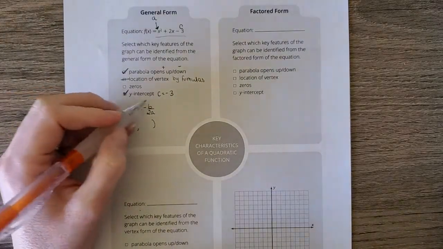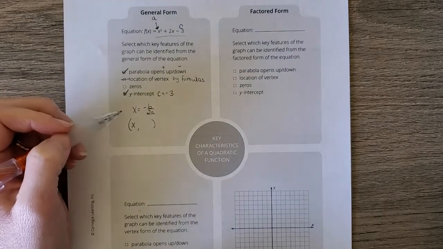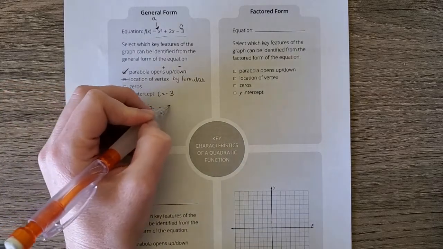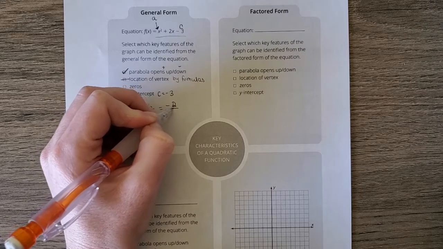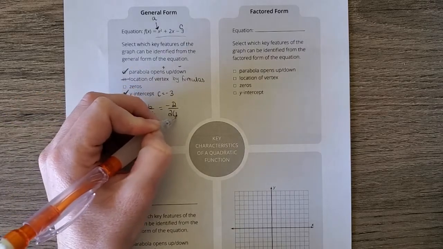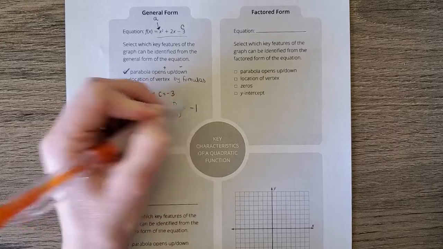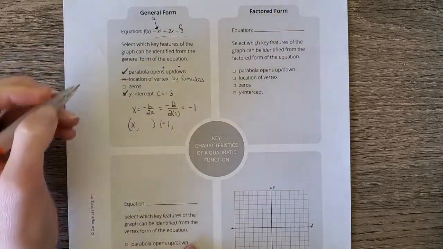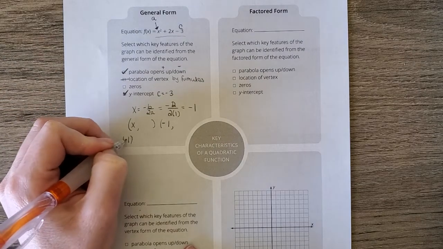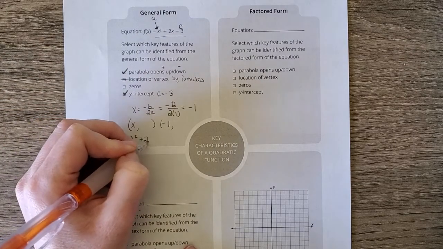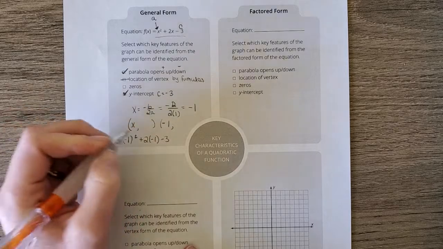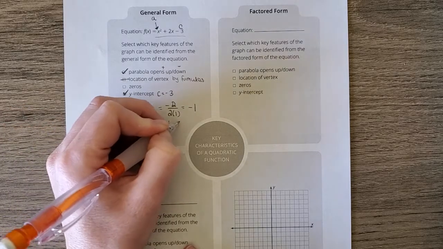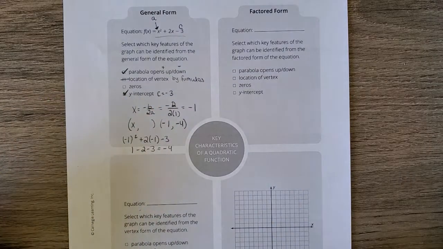So we're going to finish up our vertex form, defining our vertex so we can graph this. So negative b is negative 2 over 2 times a, which is 1, would give me negative 1. So the x value of the vertex is negative 1. If we plug that back into the formula, we'd have negative 1 squared plus 2 times negative 1 minus 3. 1 minus 2 minus 3 is negative 4. So now we're going to graph using that information.